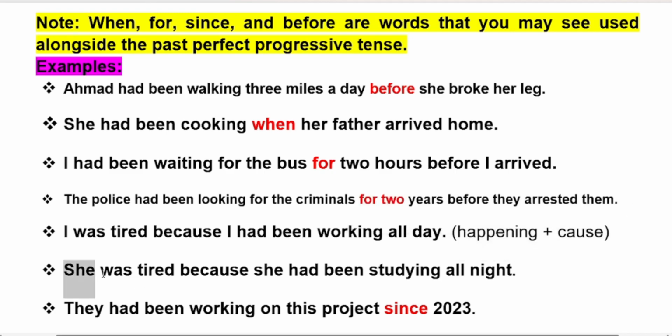The next one. She was tired. او خسته بود. چرا؟ Because she had been studying all night. تمام شب را چیکار کرد؟ درس میخواند. They had been working on this project since 2023. Right? از 2023 دی پروژه چیکار میکردن؟ کار میکردن.